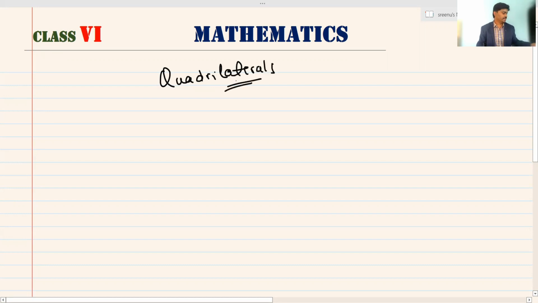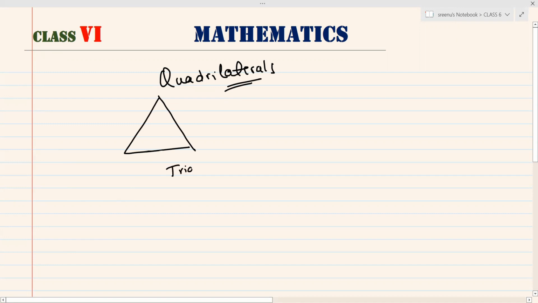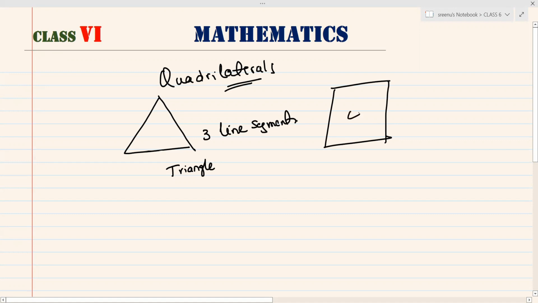So what is meant by a quadrilateral? The difference between quadrilateral and triangle. Let us see now. A triangle, as we already discussed, is a simple closed figure bounded by three line segments. And a quadrilateral is also a simple closed figure, bounded by four line segments. Let us check what those are. Same as a triangle, we have similar properties, but a little more extra.